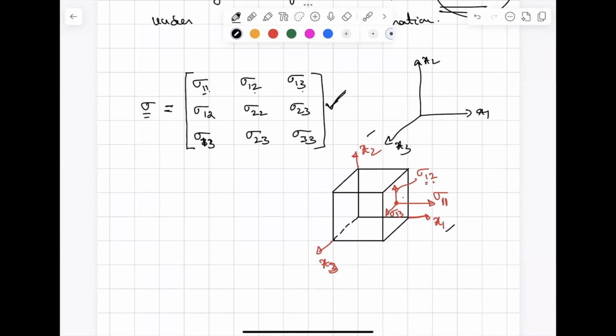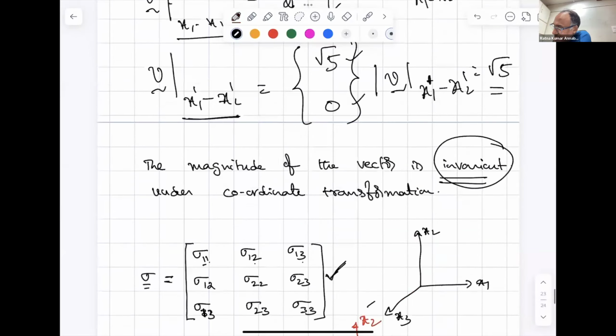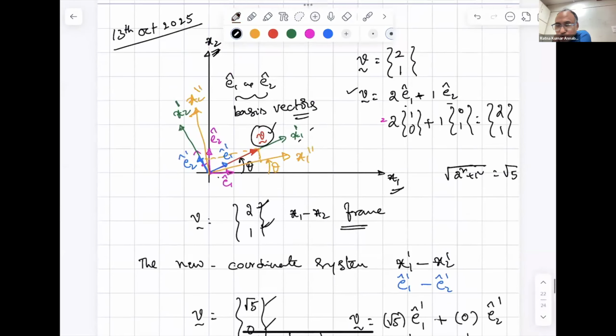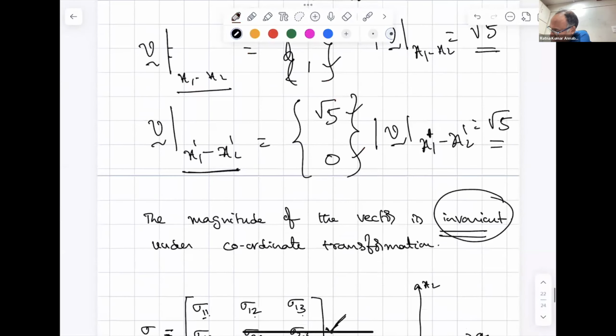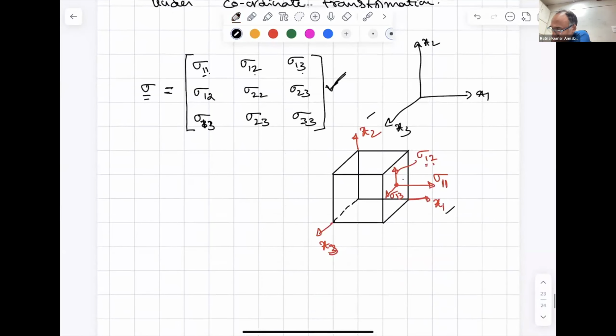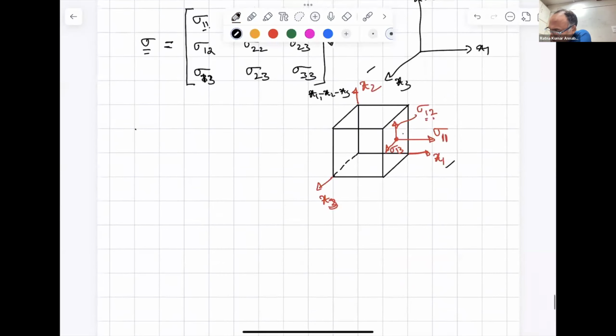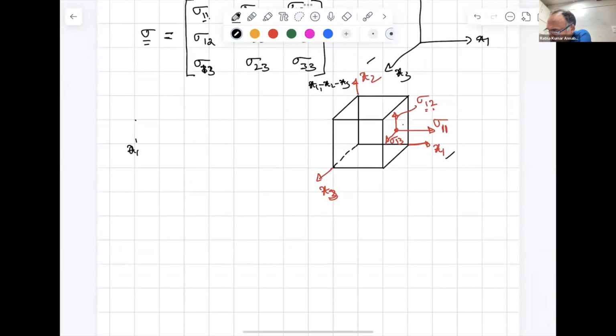Now, like in the previous case, instead of choosing x1, x2, x3, I have chosen x1 dash, x2 dash, x3 dash, some other coordinate system. If I have this x1, x2, x3 frame of reference, and now let us say I have another frame of reference, x1 dash, x2 dash, x3 dash, then also my second order tensor sigma will be sigma 1, 1 dash.